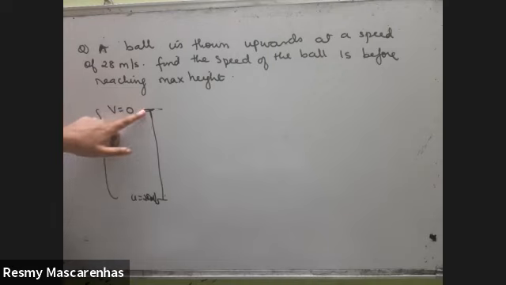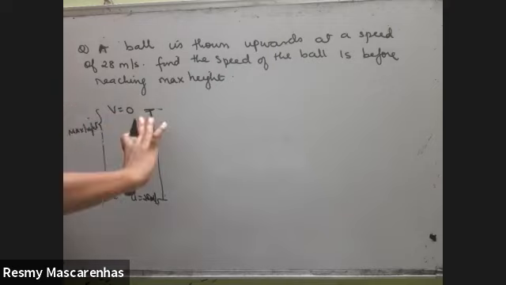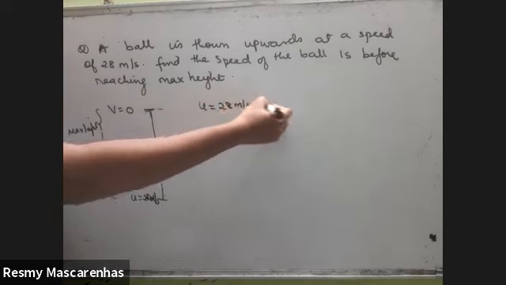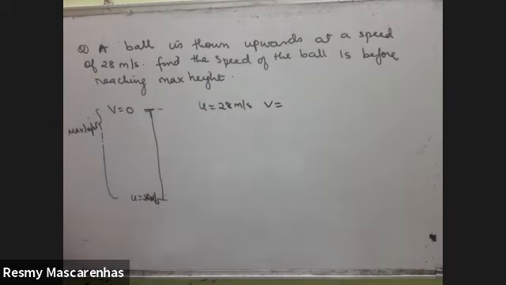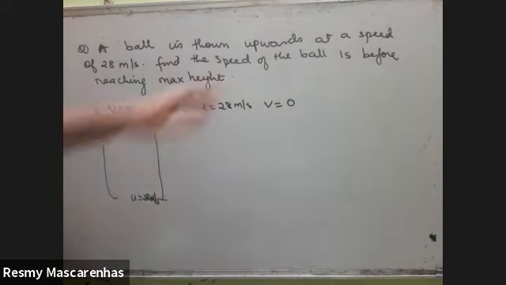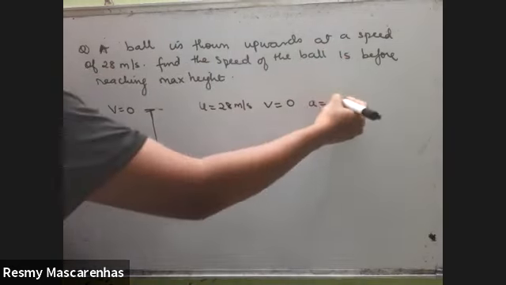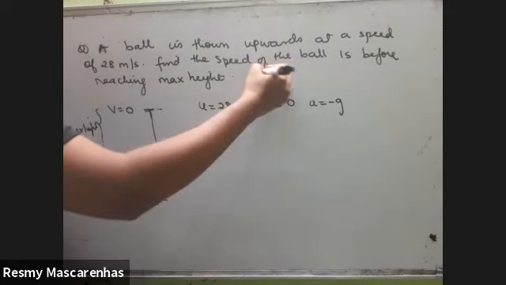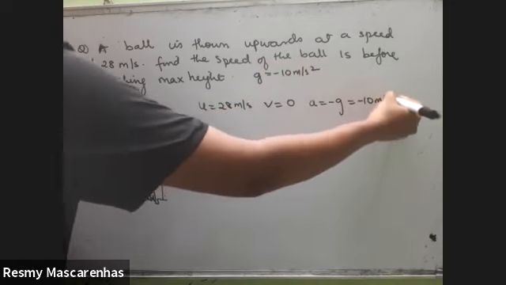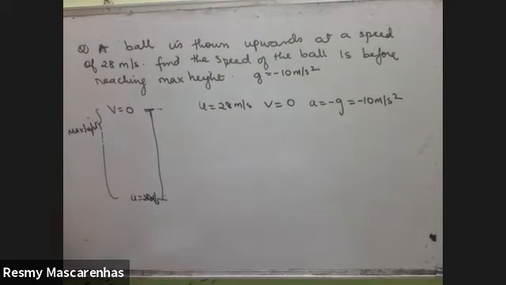So if it is taking 5 seconds to reach here, then we have to calculate what is the velocity at 1 second before reaching, which means at the 4th second. So we'll check how much time it is taking. So u has been given to me as 28. V is given as 0. This time will be needed later on. A anyways is minus, just for calculation you take G as minus 10 meter per second square. Instead of 9.8 we'll take it as 10.